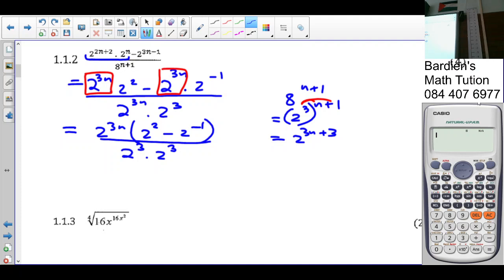So what happens now? We cancel the variable. Not so? So 2 squared is 4. 4 minus a half is 3 and a half. So it's going to be 3 and a half over 8. So that would be 7 over 16, I think. Okay. Or we could have put the whole story in the calculator.